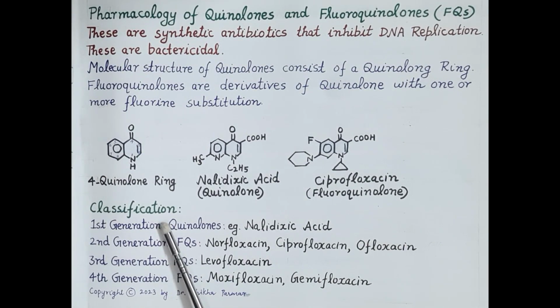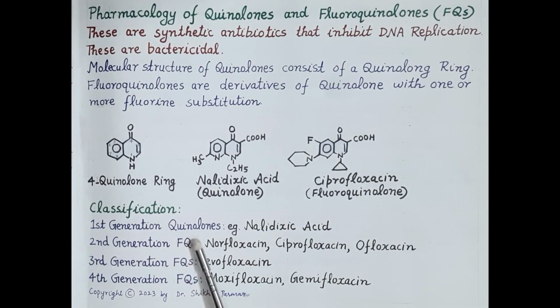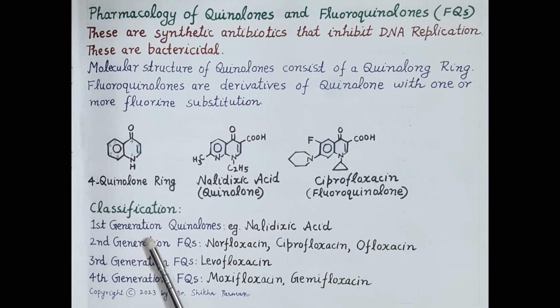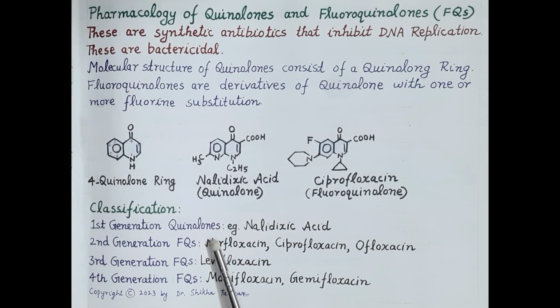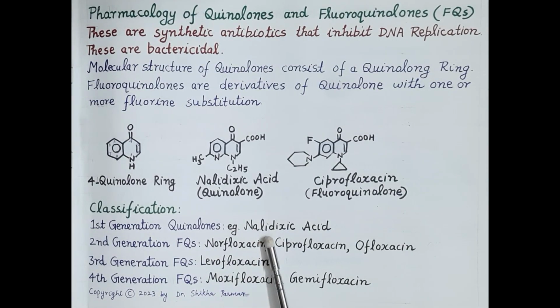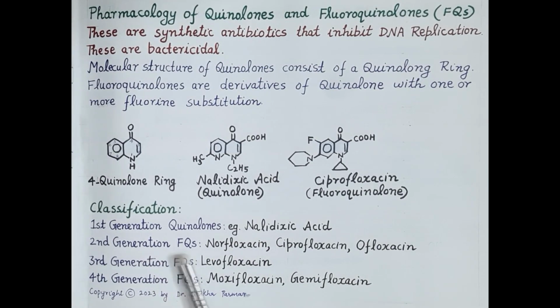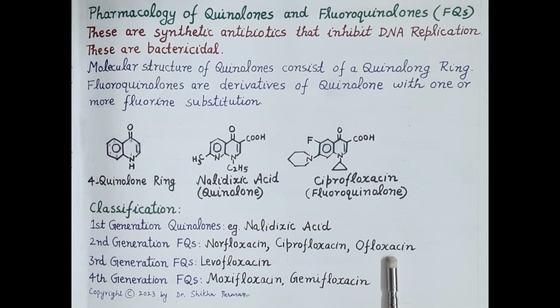Now all quinolones and fluoroquinolones are effective against gram-negative bacilli. That is, they are effective against gram-negative rod-shaped bacteria. Now originally quinolones were synthesized. So first generation consists of nalidixic acid. Nalidixic acid is a quinolone antibiotic that is active against gram-negative bacilli. Now, second generation consists of fluoroquinolones, namely norfloxacin, ciprofloxacin and ofloxacin.